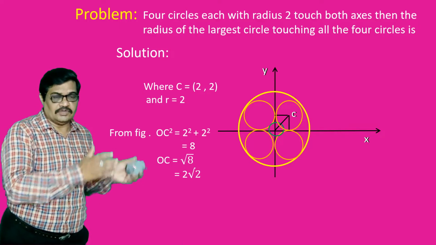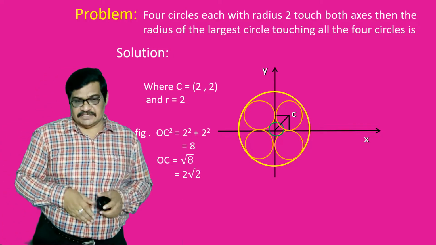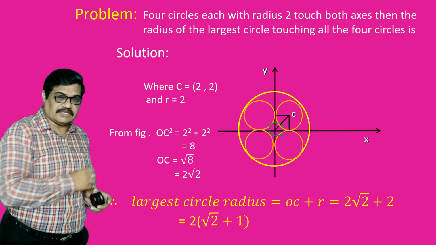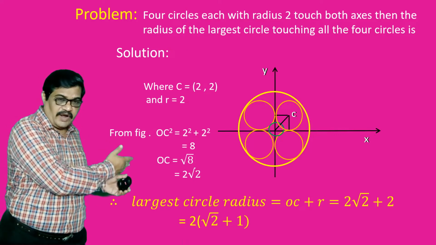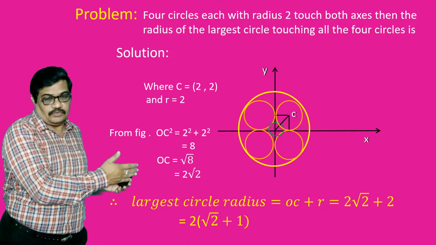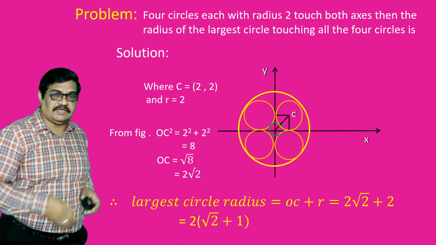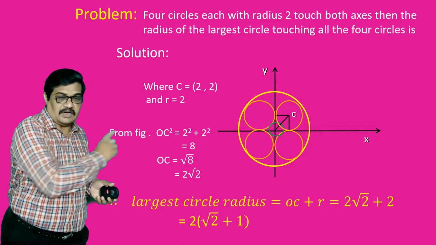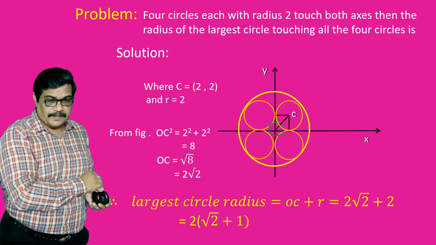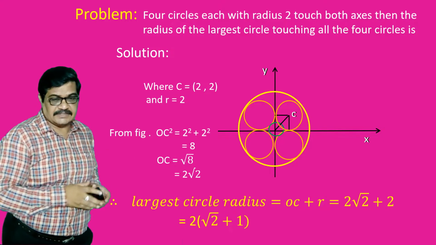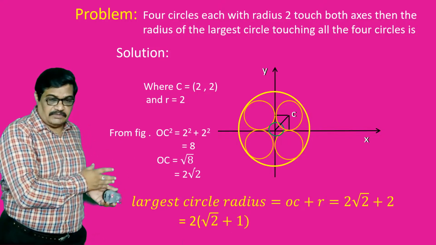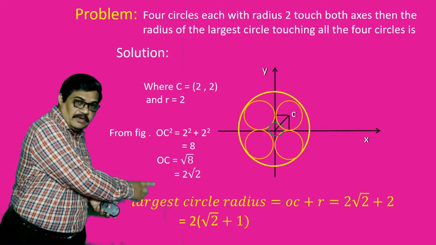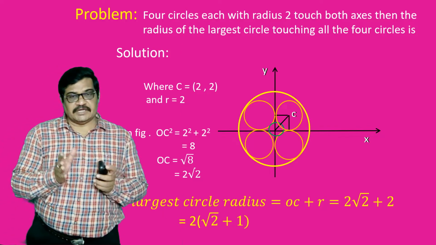Therefore the largest circle's radius is OC plus R. What is R? R is the radius of that circle. OC we found is 2 root 2. So the largest circle's radius is OC plus R, so 2 root 2 plus 2. Taking 2 common, we get 2 times (root 2 plus 1). This is the largest circle radius.